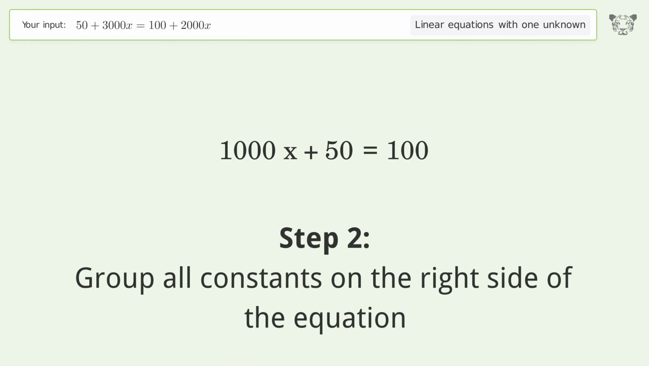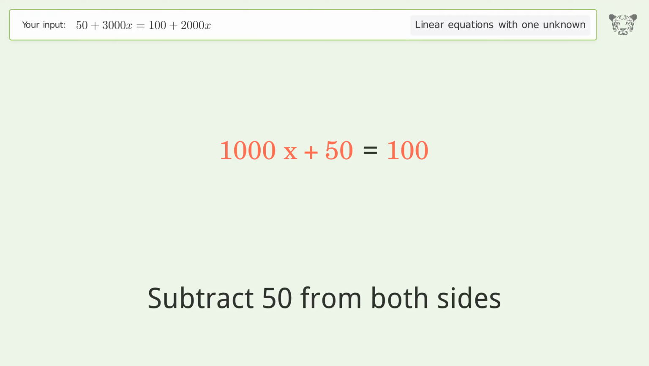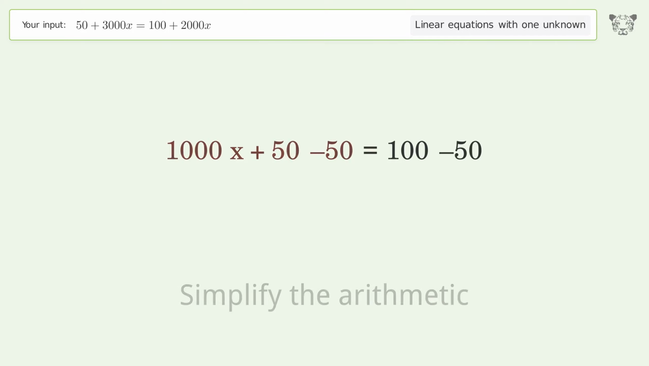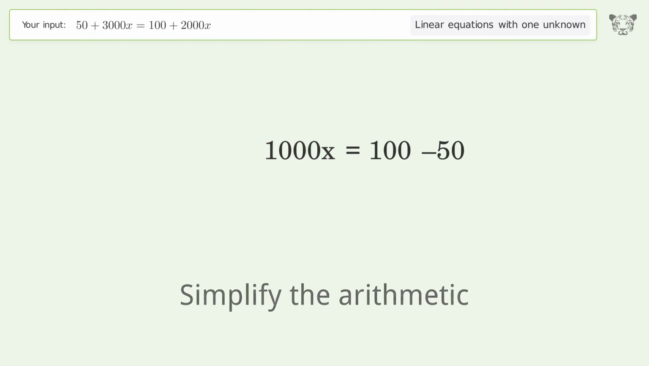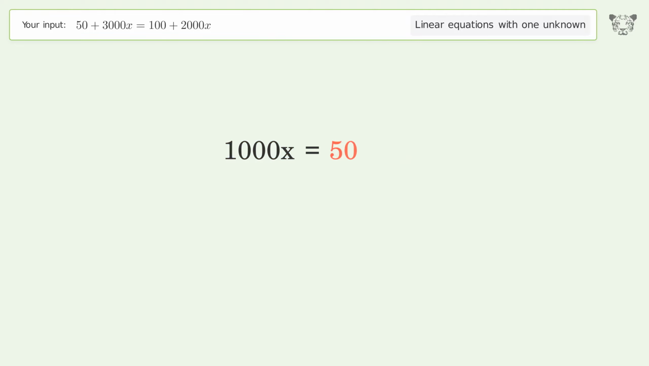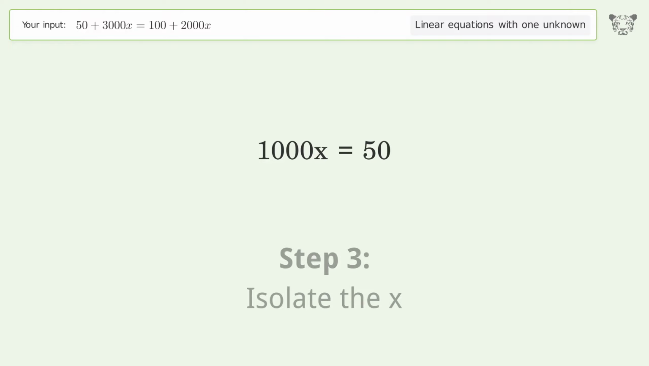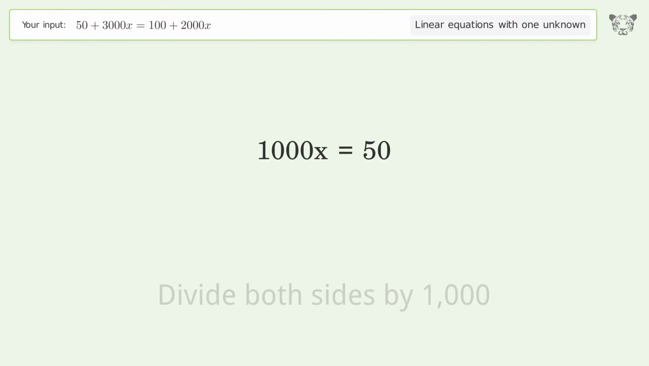Group all constants on the right side of the equation. Subtract 50 from both sides. Simplify the arithmetic. Isolate the x. Divide both sides by 1000.